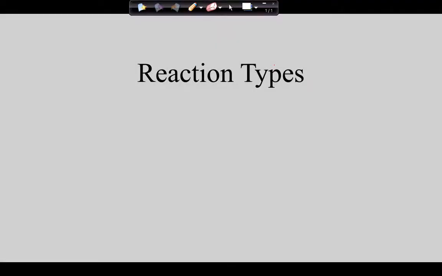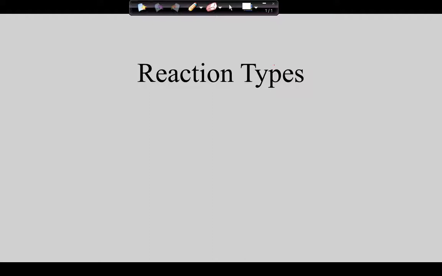All right, guys, so here comes balancing equations part 2. I'll put this in context for you in just a moment. But what we're going to do today is learn about what we call reaction types.